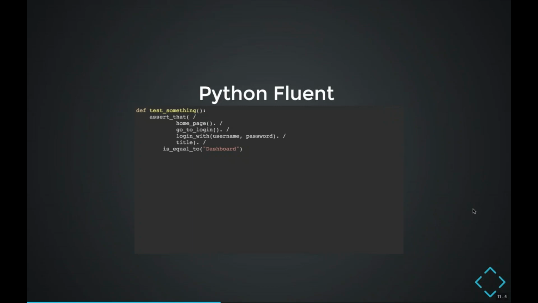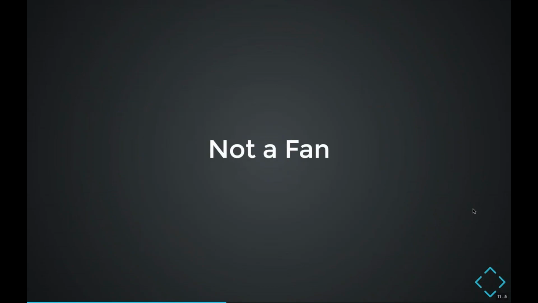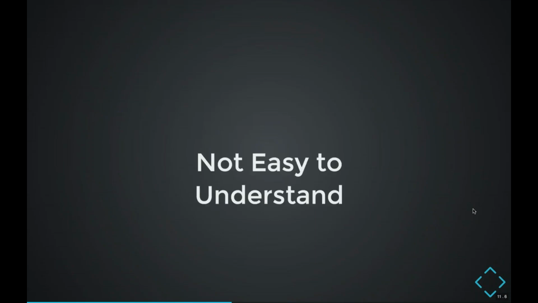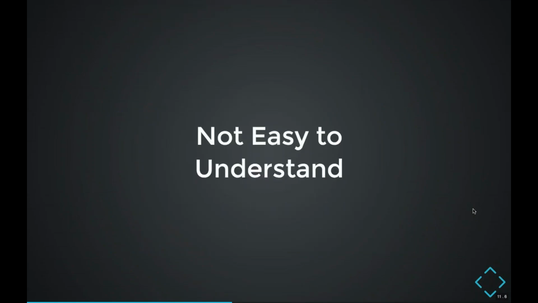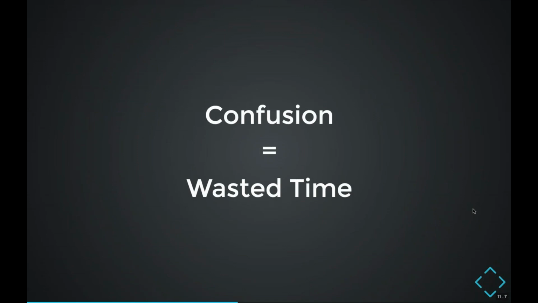I've seen some people use them before. However, I'm not a big fan of those Fluent assertions, because to me, they're not that easy to understand. All the steps of the test are built inside of the assertion, and when you do that, it makes it hard to distinguish what the test is trying to get at. And if it's not easy to understand, that means there's confusion, and I have to sit down and figure out what this test is trying to actually accomplish, what are the pieces that are moving in it. And if there's a lot of confusion, I'm wasting a lot of valuable time.